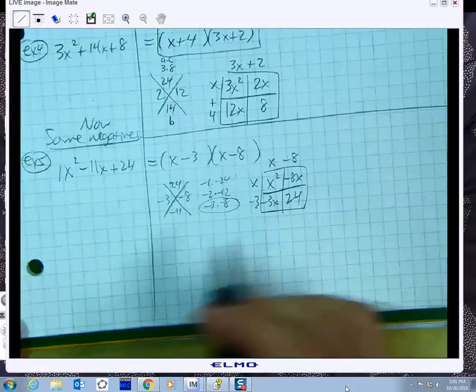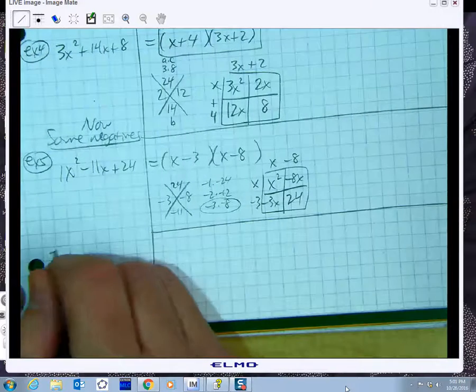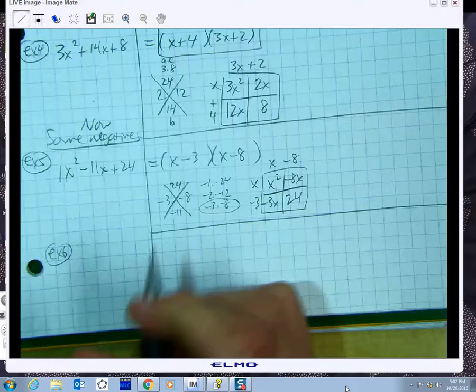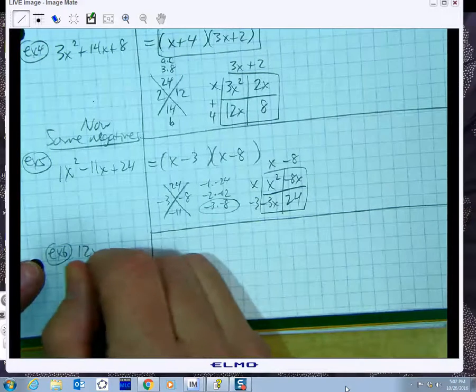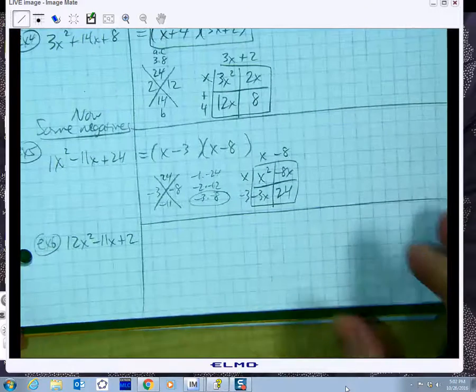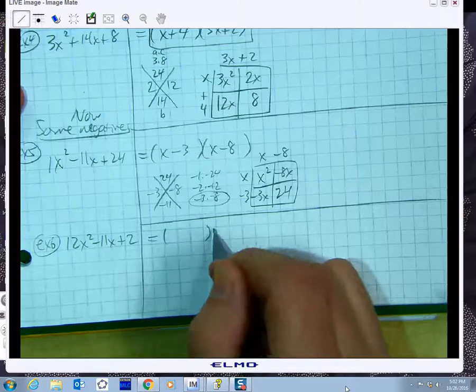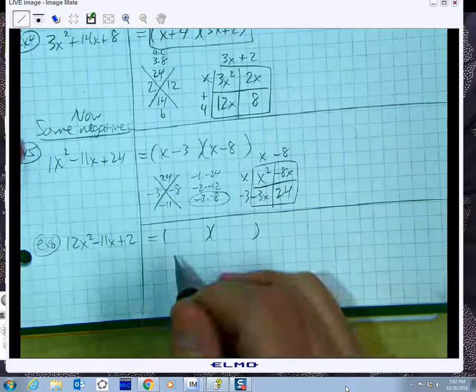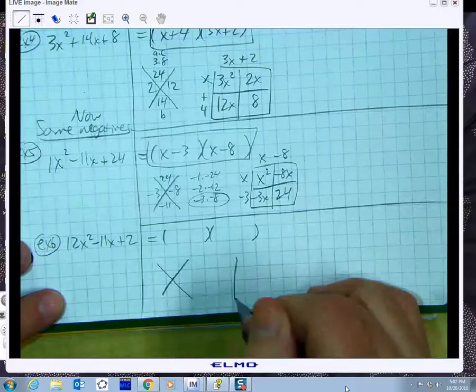And then let's see, how about an example with, I don't know, how about a different number out front? How about a 12x squared minus 11x plus 2? So now we've got some negatives mixed in. We will have an answer here momentarily. Let's go do the diamond, then we'll go to the box, and then we'll go back to the answer.